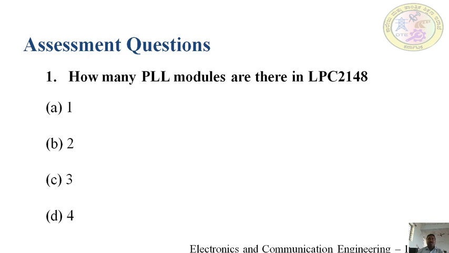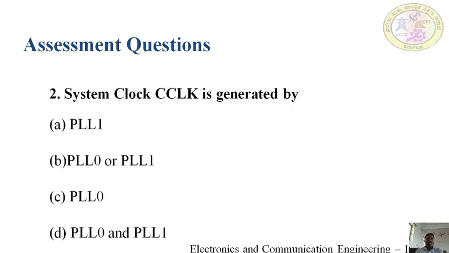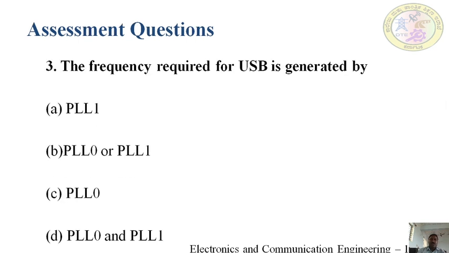Okay, so we will see some of the questions on this. How many PLL modules are there in LPC2148? It's very easy. PLL0 and PLL1. So the answer is 2. Next, the system clock, that is CCLK, and you can call it the CPU clock also. It is generated by PLL0, because we have reserved PLL1 for the USB clock. See here, this is PLL0. And similarly, as I said, the USB clock, that is at the rate of 48 MHz, is generated by PLL1.